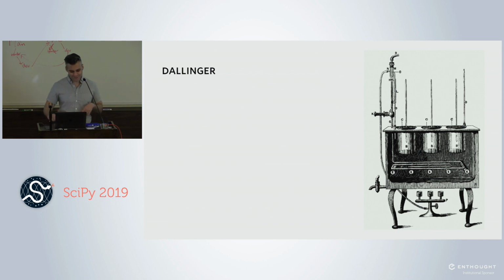Just as an aside, Dallinger is named after William Dallinger, who was a British minister and scientist who carried out one of the first experiments on evolution using this incubator. So in the experiment, what Dallinger did was he took a culture of microbes that thrive at room temperature, but which would be killed by high heat.